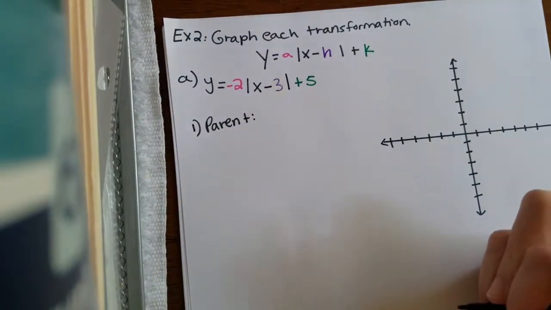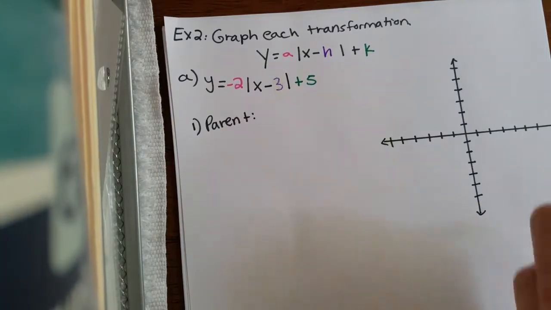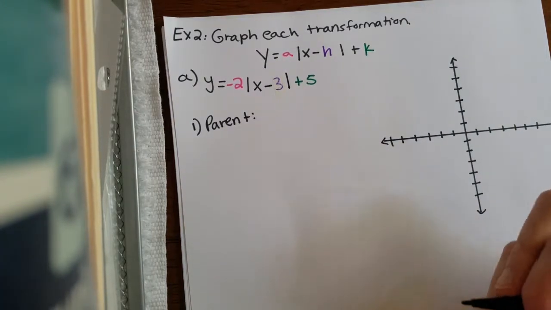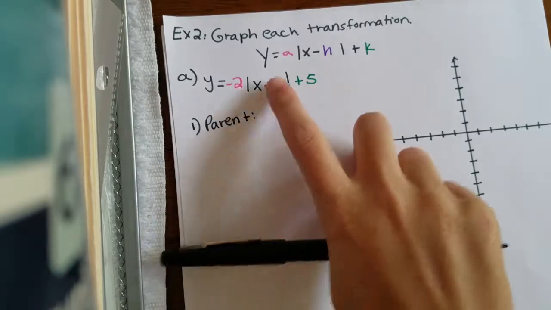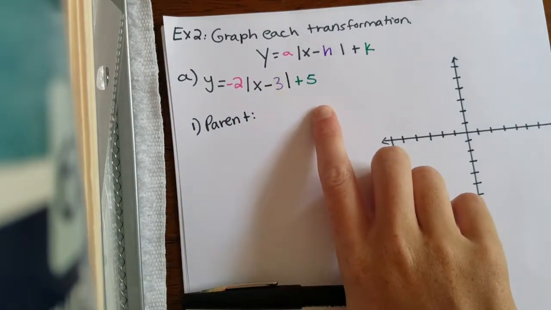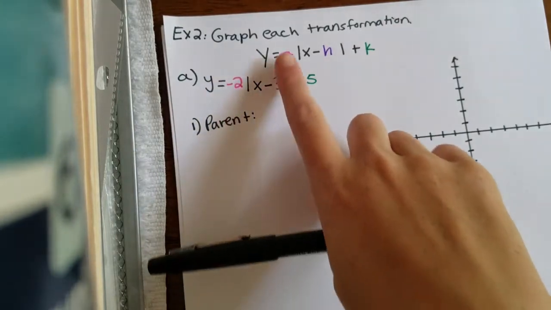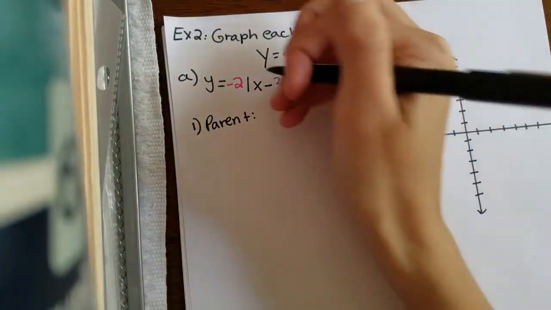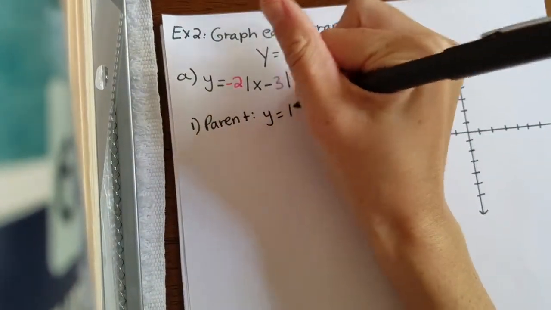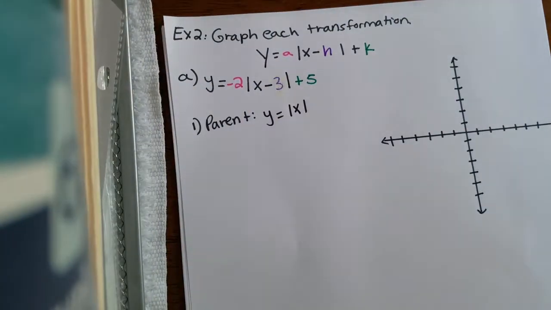The parent function is the simplest form of our absolute value equation. So basically the parent function, if I were to remove all the numbers from my equation, that will give me the parent function. So if I remove the -2, the -3, and the 5, that will leave me with y just equals the absolute value of x. So every single time you graph these functions, we always start with the parent.